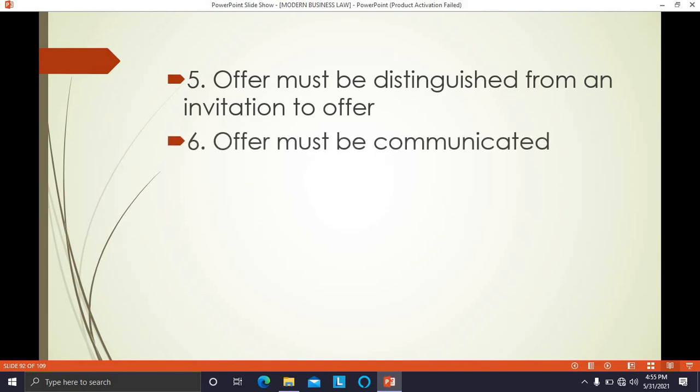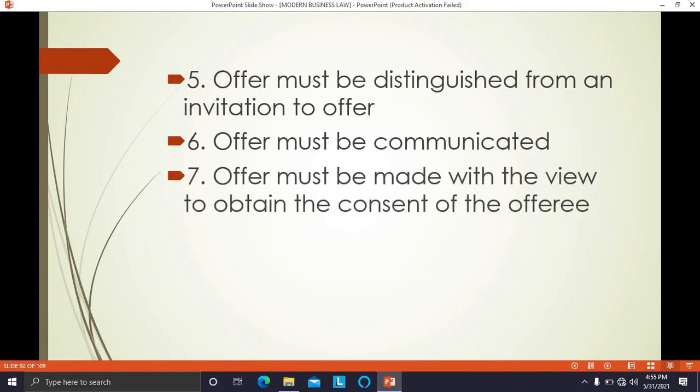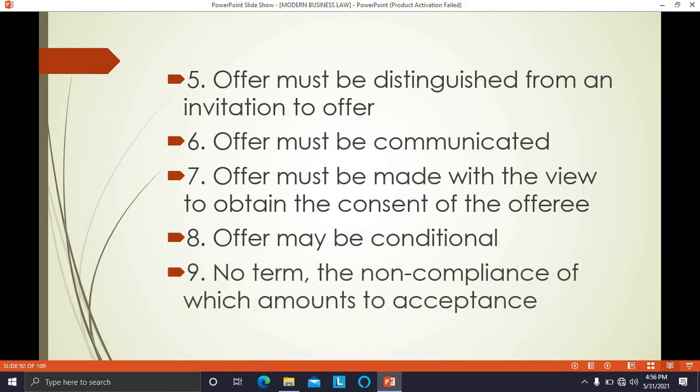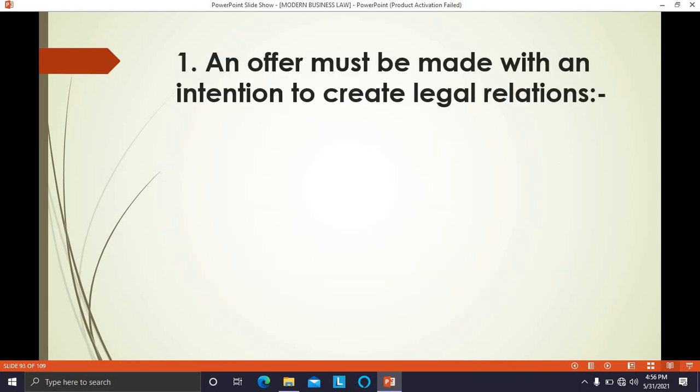Offer must be communicated. Offer must be made with the view to obtain the consent of the offeree. Offer may be conditional, and no term, the non-compliance of which amounts to acceptance. So these are the 9 essentials of a valid offer. We have to discuss all these points in detail one by one.